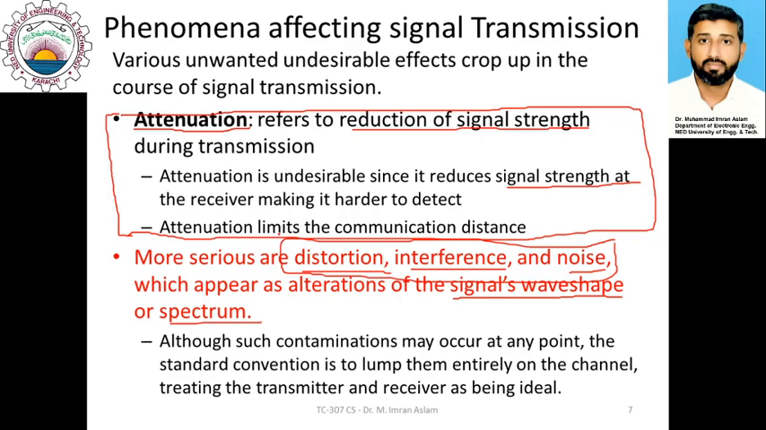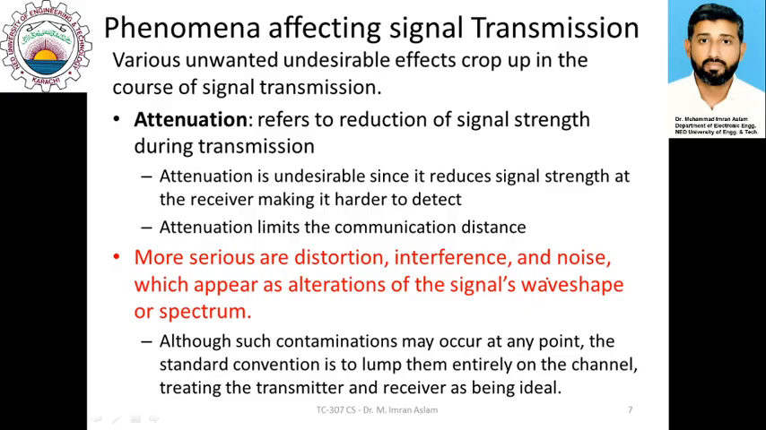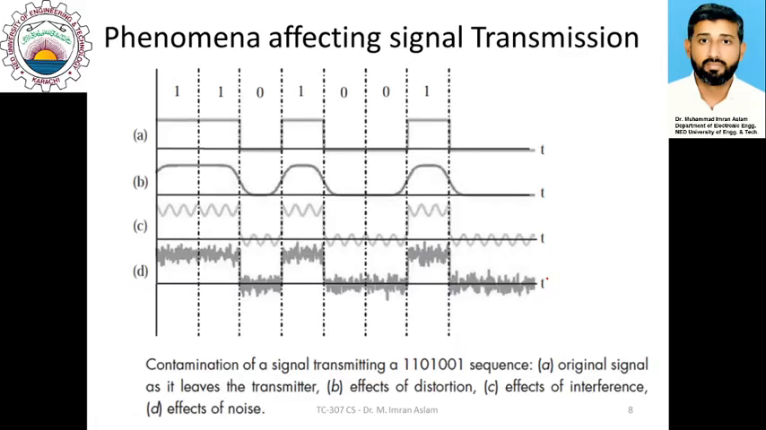So as I said, these three phenomena, distortion, interference, and noise, are more severe and they generally degrade the performance of the communication system. So let us individually discuss these three phenomena. This diagram is an illustration of the three phenomena that I showed earlier. Say, for example, the first diagram, A, is our information signal, where we have represented bits, digital information, ones and zeros, by using a rectangular waveform.